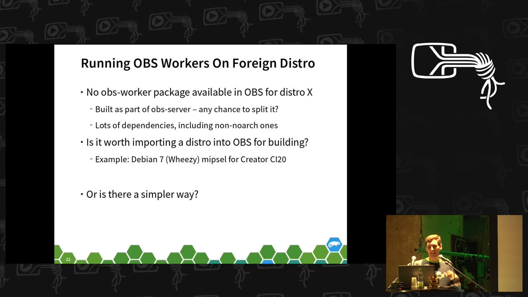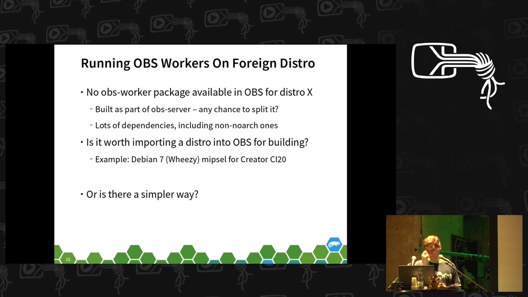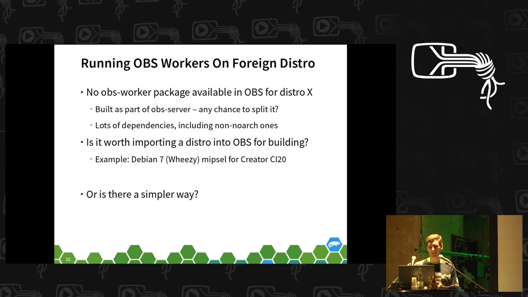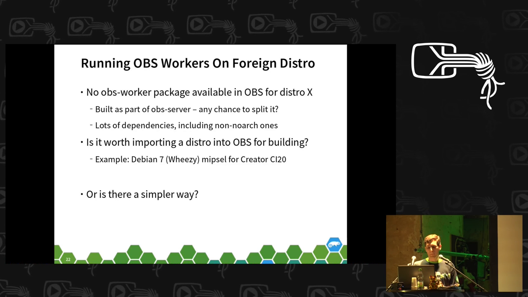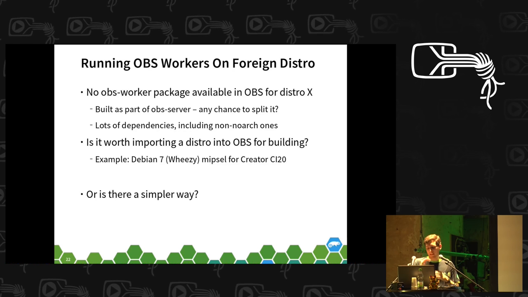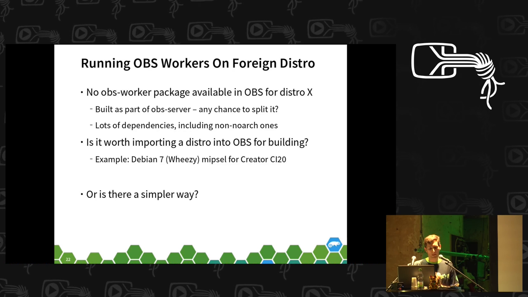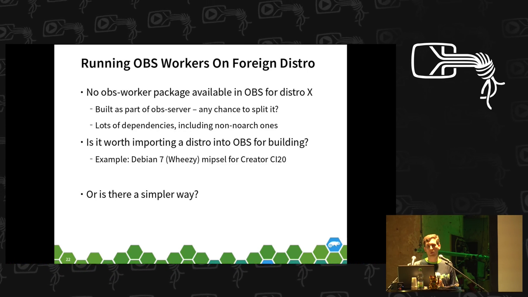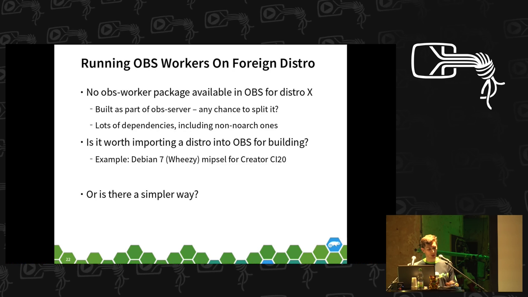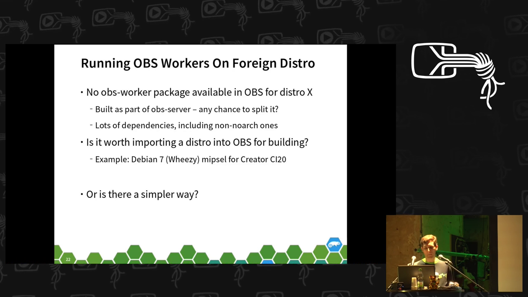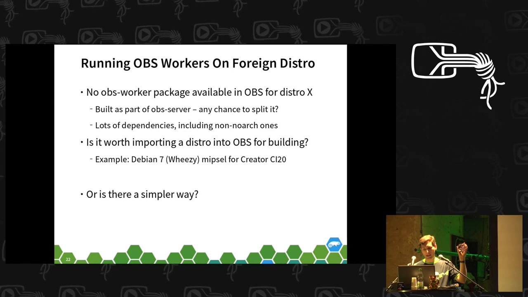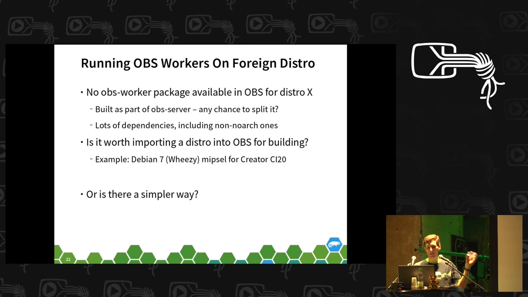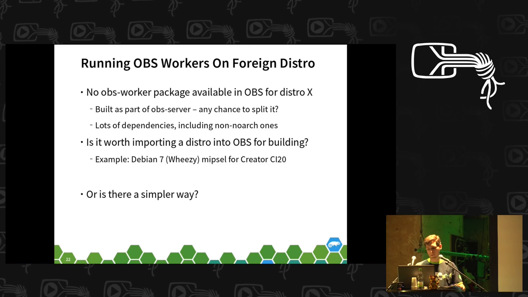Because it looked as if it had a lot of dependencies, I gave up on trying to build this, in particular for Debian in this case. The second thought after seeing those dependencies was, how do you actually build the package for a repository that you don't have, in particular when no-arch packages are involved? And this is the Creator CI20 package again. It's running a Debian Wheezy system with the mipsel ABI.